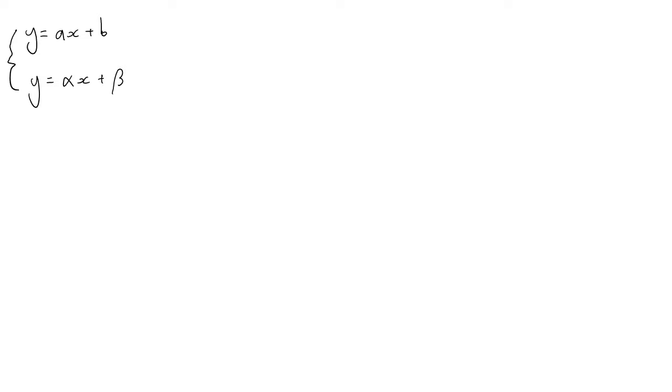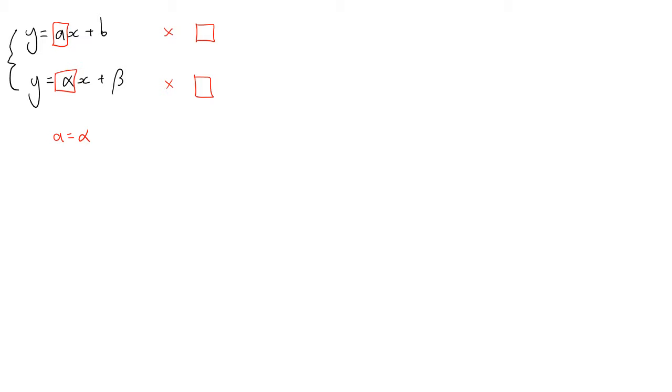So what I mean by making the leading coefficients the same is that we want to multiply both of these, or sometimes one, but usually both, by some number, the whole equation by some number, so that a equals alpha. So we want this number to equal this number.